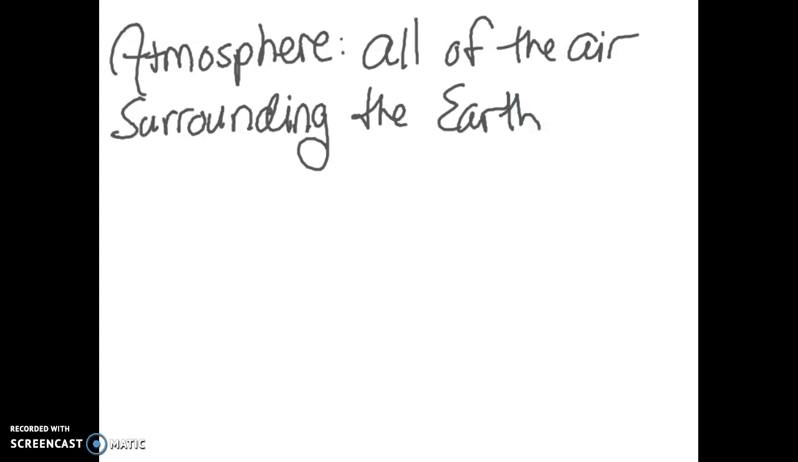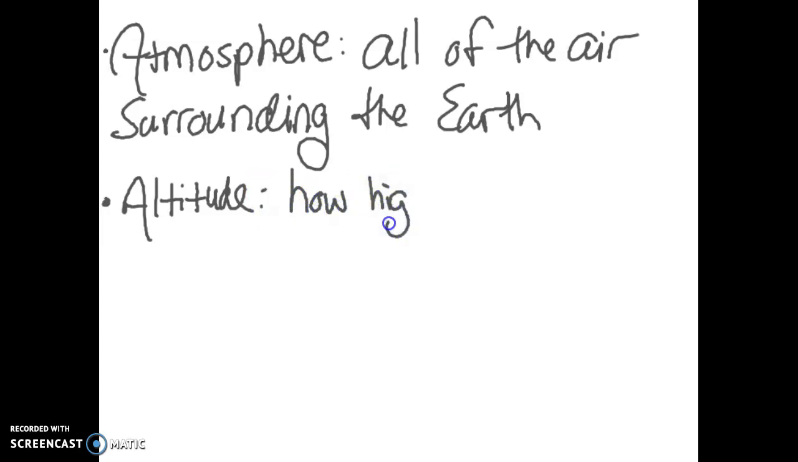Now, when I say there are layers of the atmosphere, you know that there are going to be different layers of the air that surrounds the Earth. And in each different layer, there are going to be some very specific things that take place. Another vocabulary word that you're going to see today is altitude. Altitude is pretty simple. It is how high something is above the Earth's surface.